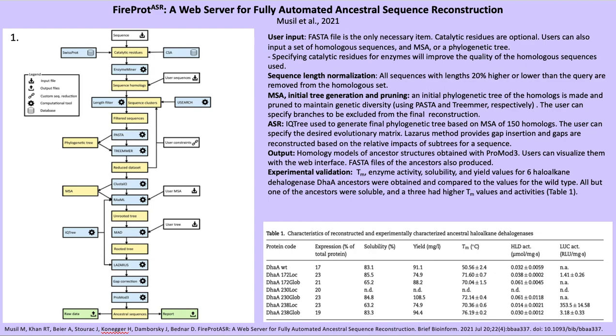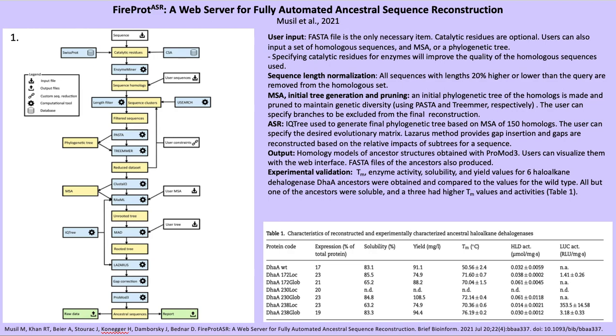Then the ancestral sequences are inferred from the initial 150 with IQ-TREE, and the user can specify the evolutionary matrix used in IQ-TREE. The sequences, once IQ-TREE finishes running, are then provided to the user in FASTA format, and the web server also generates homology models using ProMod3 of all of the desired ancestors, and the user can compare an ancestor to the initial structure and see the difference.